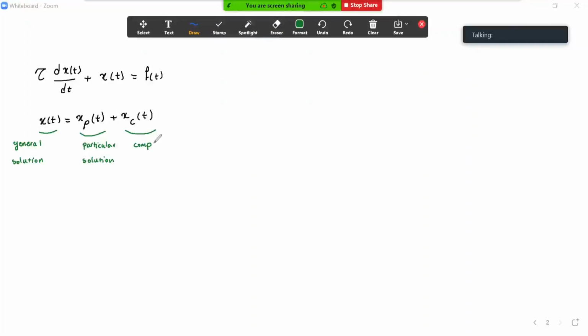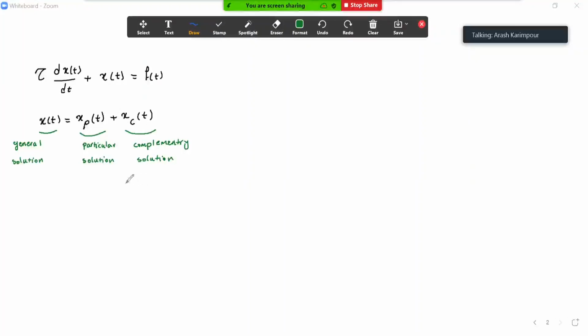So I'll write it right. Complementary solution, which is related to the initial condition, or if there is no source in the system. So basically, the first part shows what happens if there is a source. The second part shows what happens if there is not a source. And when we add these two together, then we will come up with the general solution. I will show you how we will do that eventually.